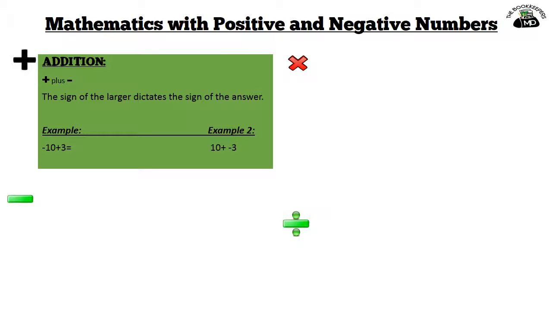In example 2, however, we see 10 plus -3. 10 is the larger number and it just so happens to be positive. So our answer for example 2 will be positive. Here are your answers.